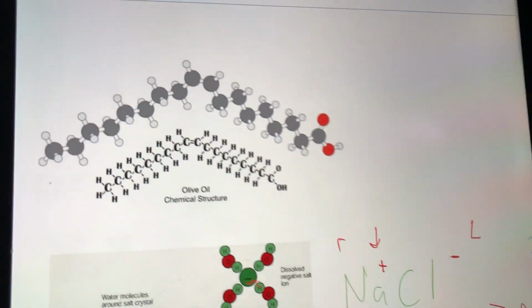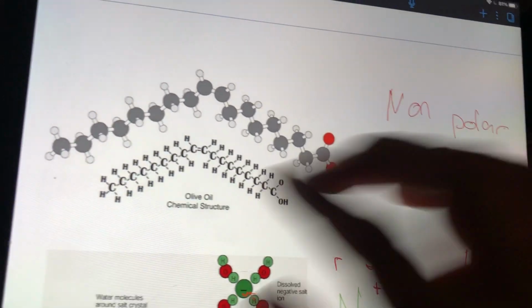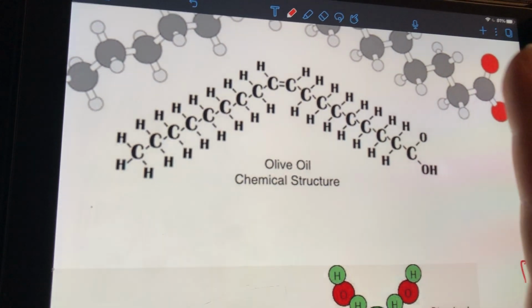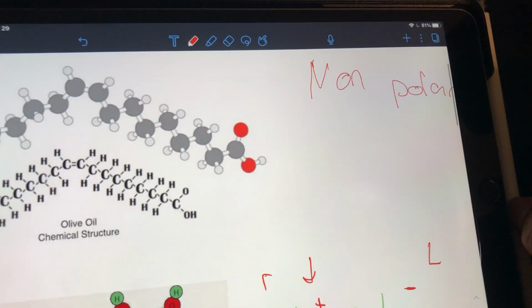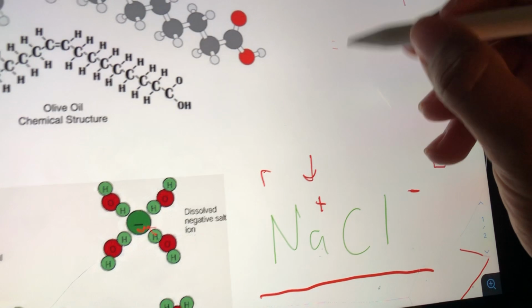Now, why does it do this? Well, because oil is non-polar. We see this compound right here. What do we see? The hydrogens are all the same. There's not a side more positive than negative. So it's neutral. There are no positive or negative sides, and this makes the molecule happy. So there's no way a polar substance is going to be able to make a non-polar substance dissolve.